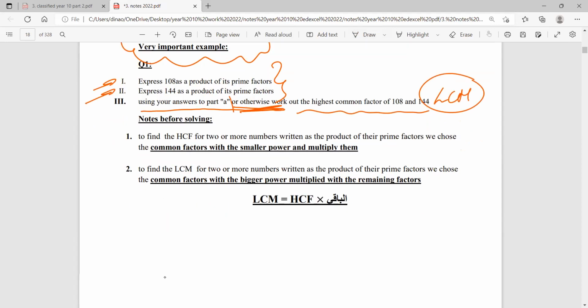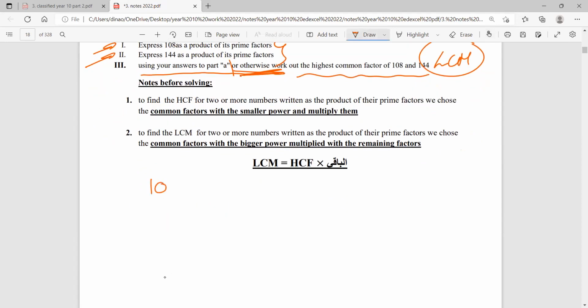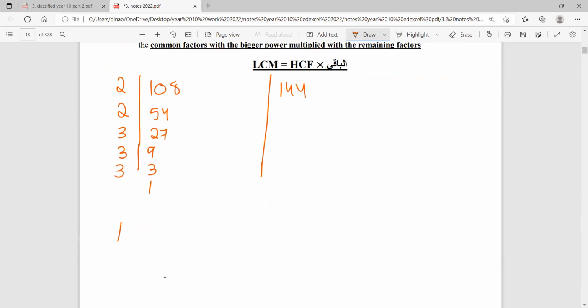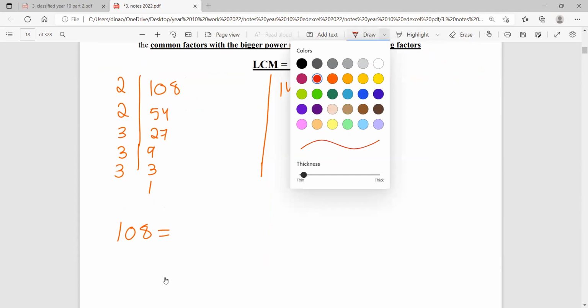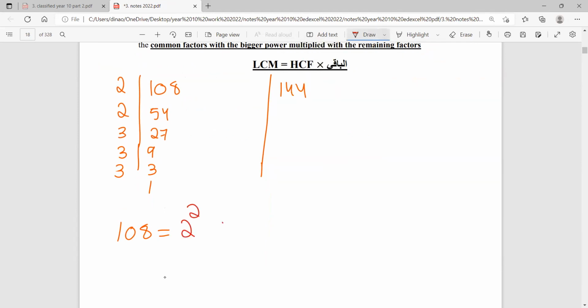We take the two numbers, 108 and 144, and make a quick column for them. I'm going to do it super quick. 108 divided by 2 is 54. Divide by 2 again, 27. Now divide by 3, 9. Divide by 3, 3 again. Divide by 3, 1. When I write the 108, the 2 is repeated twice, so I will write it as 2 power 2. The 3 is repeated 3 times, so I will write it as 3 power 3.